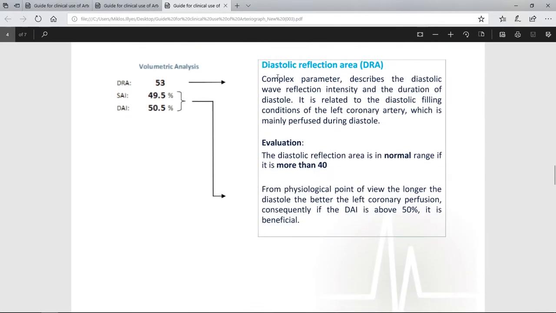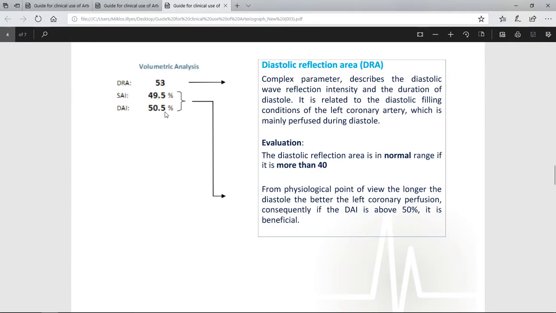The volumetric analysis uses three parameters: diastolic reflection area, systolic area index, and diastolic area index. The diastolic reflection area is a complex parameter which describes the diastolic wave reflection intensity and the duration of the diastole. It is related to the diastolic filling conditions of the left coronary artery, which is mainly perfused during diastole. The evaluation is based on the value of the diastolic reflection area, which is normal if it is less than 40 units. Having higher than 40, we can expect more cardiovascular complications.